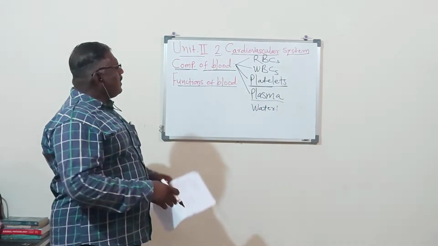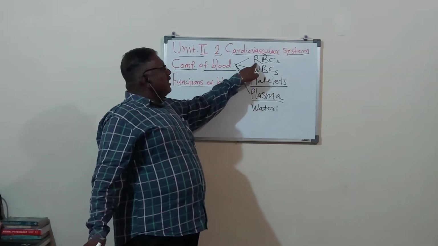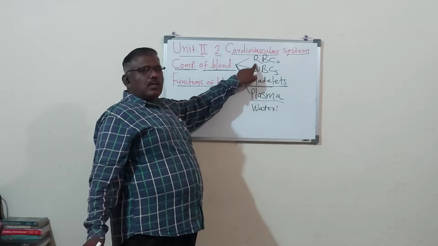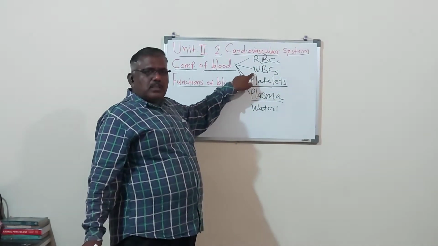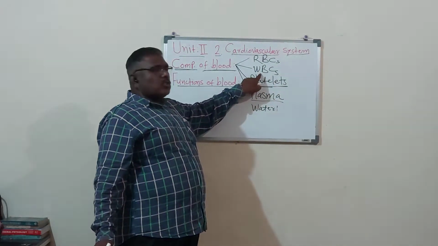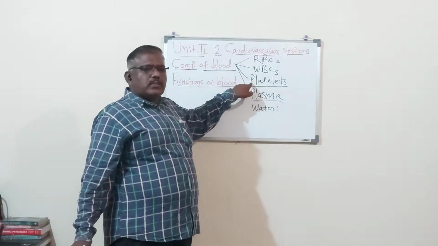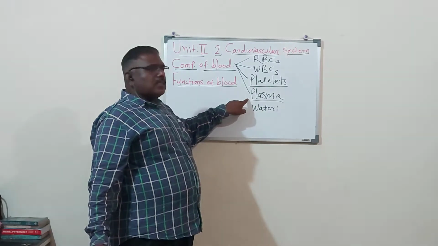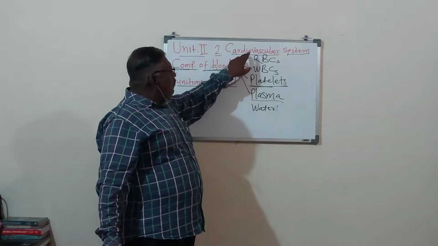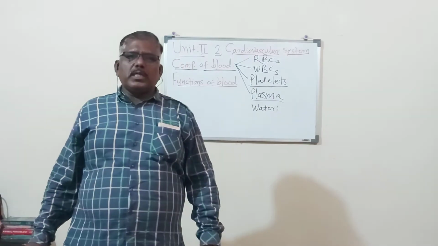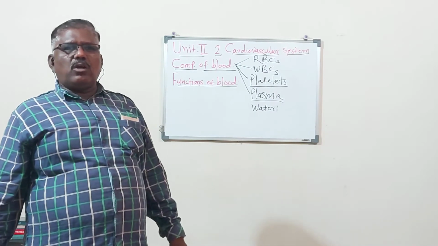So anyway, the important thing here is the content of the blood or composition of blood. We have to study RBCs, red blood cells, WBCs, white blood cells, which are also called leukocytes, platelets, which are also called thrombocytes, and the plasma. So these four things are the main components of the blood. We have to study them under the heading of the composition of the blood.